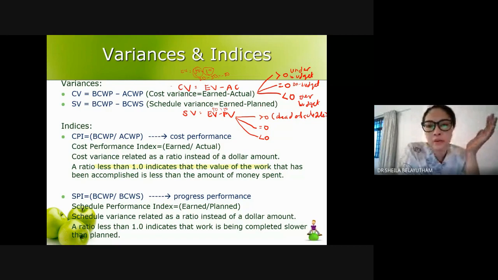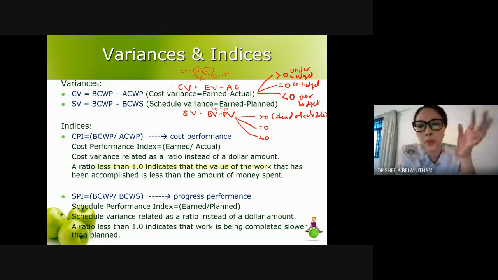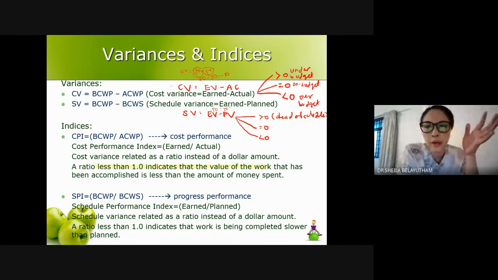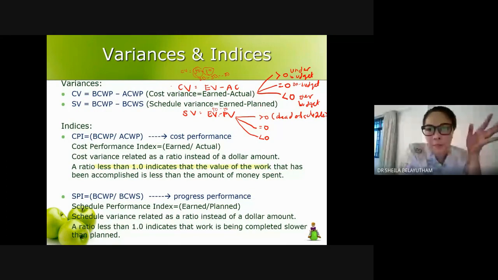So let's say we are monitoring at week 1. At week 1, you are only required to complete a job worth 50,000. Tapi on the side, you have completed a job worth 90,000. So much higher value. The budgeted cost of the work that you have performed is much higher, so it shows that you are ahead of schedule.